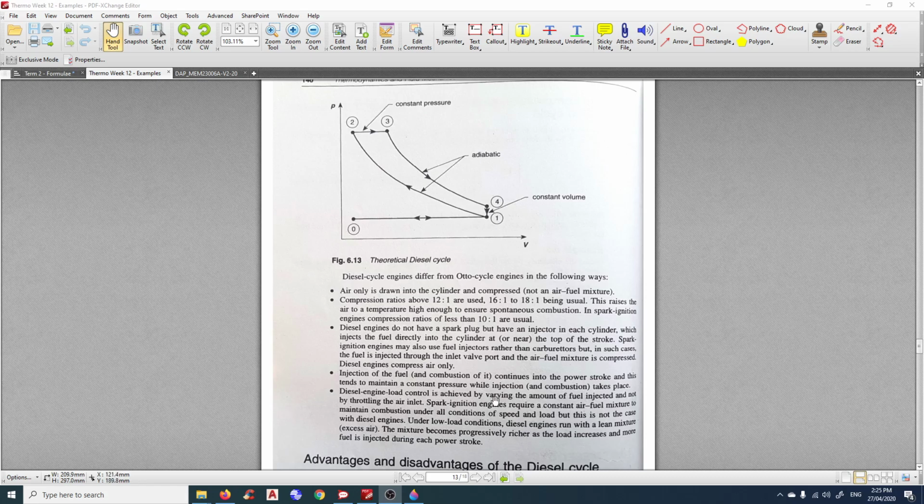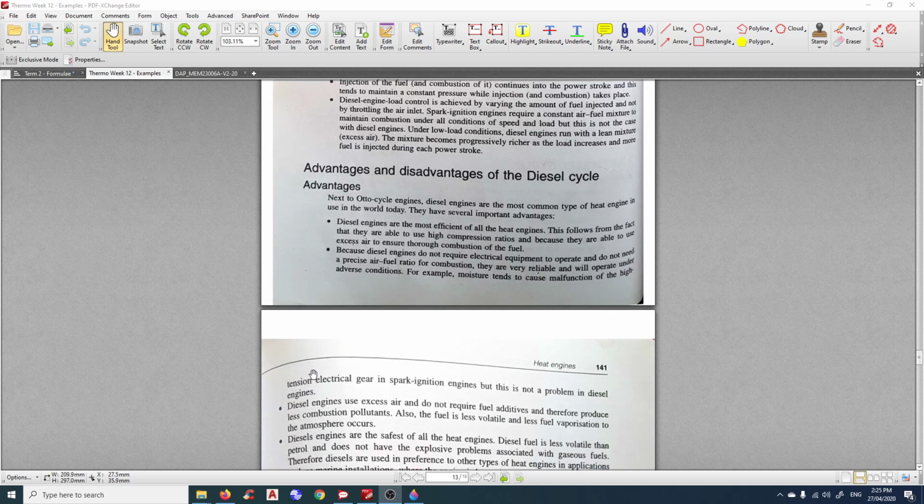Diesel engine load control is achieved by varying the amount of fuel injected and not by throttling the air inlet. So the air inlet in a diesel engine is almost constant. The advantage is that it's the most efficient, because of course it only uses a little bit of fuel to produce the power that you want, and at a very high compression ratio the gas mixture burns very easily and most likely achieves close to perfect combustion compared to the Otto cycle.